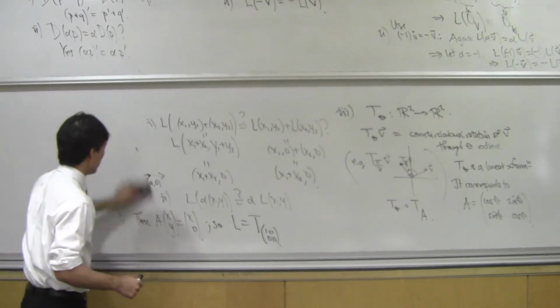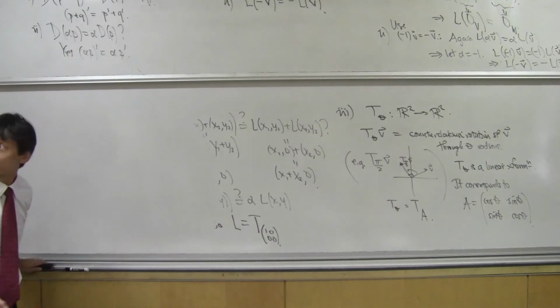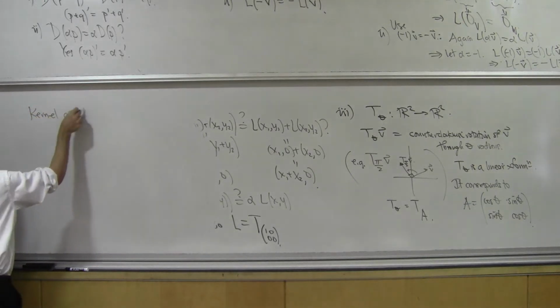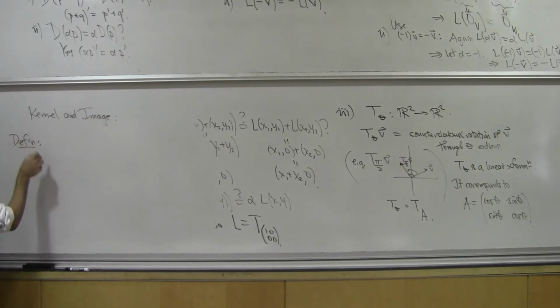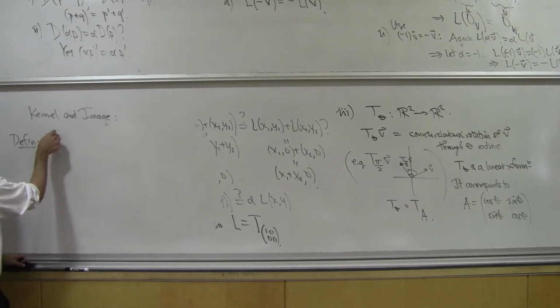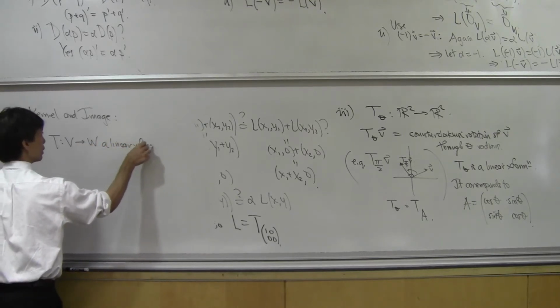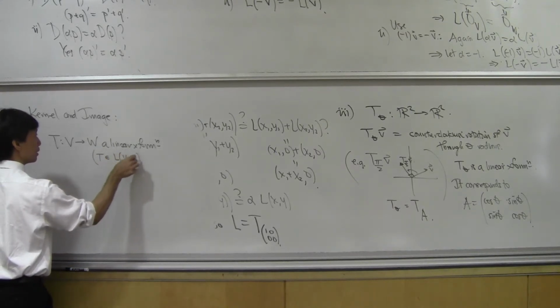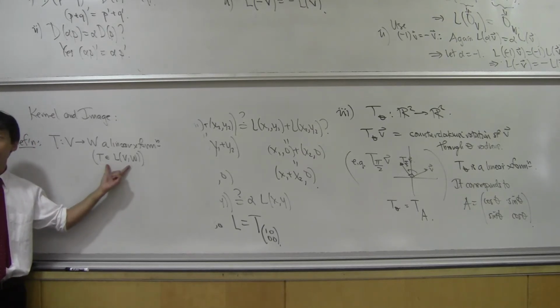Okay, let's go on to some other important ideas. A couple of other ideas. One is called the kernel, and the other is called the image. So here's the definition. Again, you have T going from V to W, a linear transformation. You can see why people use the other notation. I can just write this, T is a linear transformation from V to W. This is more precise.